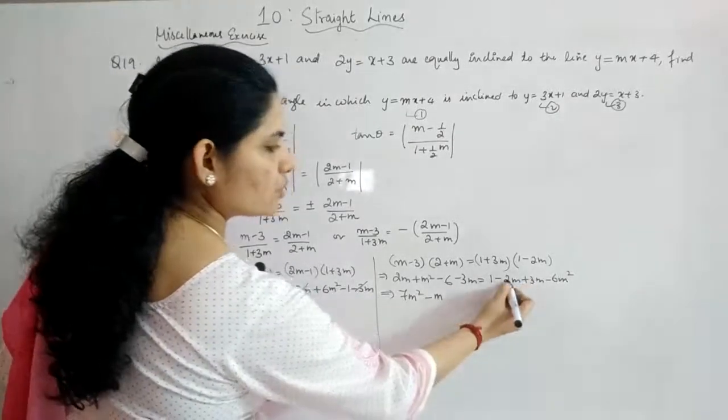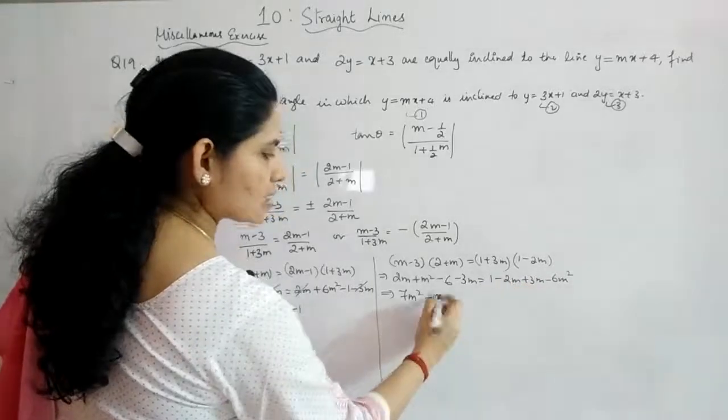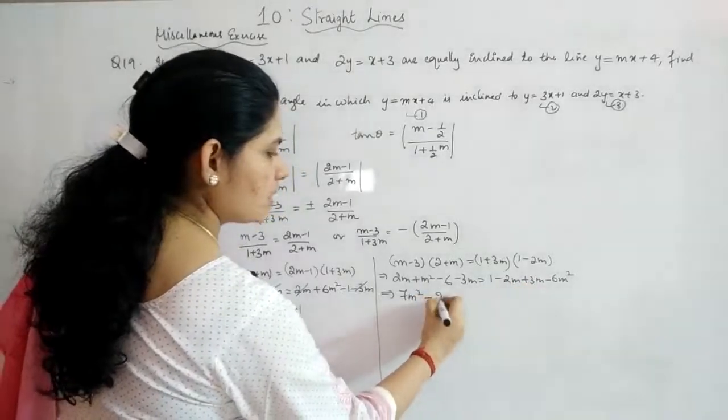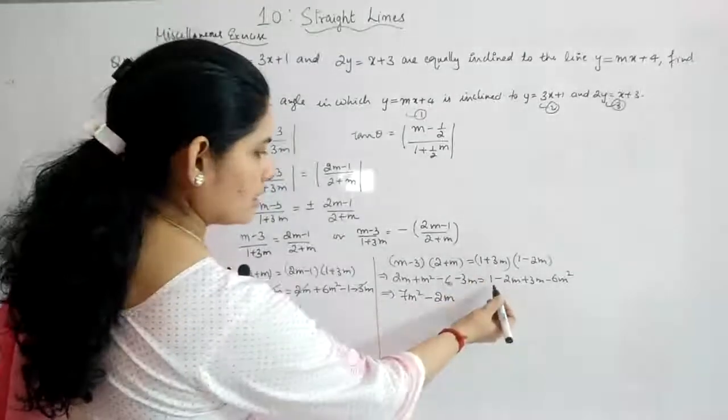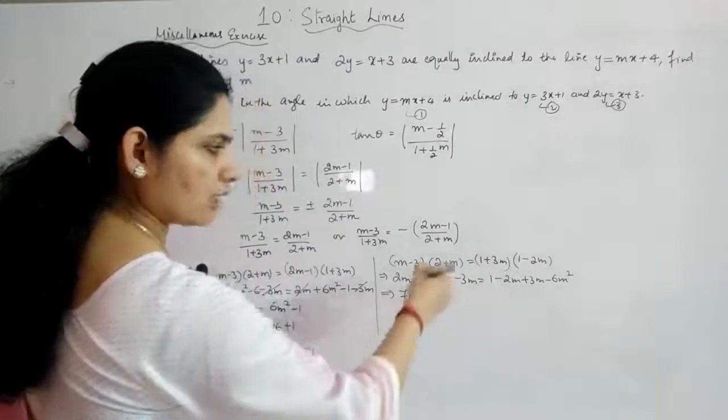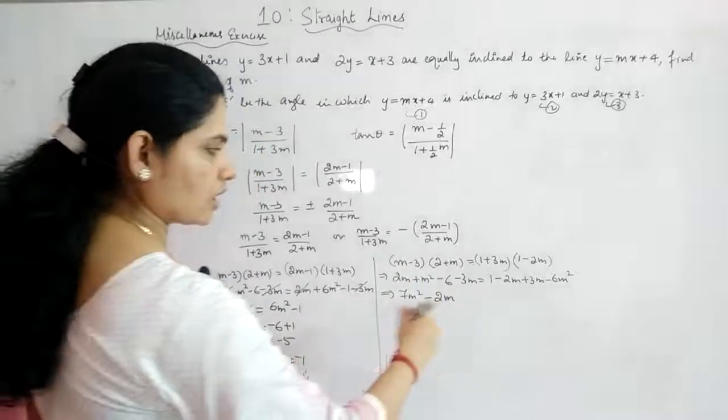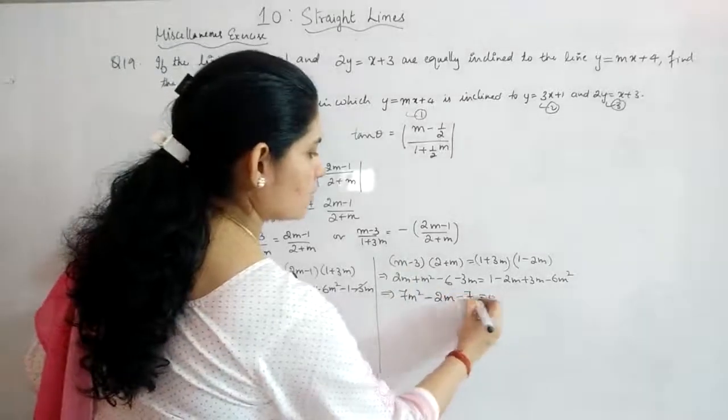Then here you have 2m and this will give you minus m. These two will give you m. So this will come here as minus m. So this becomes minus 2m. Now here you have minus 6 and here you have 1. This will come here as minus 1. So that you are getting 7m square minus 2m minus 7 equal to 0.